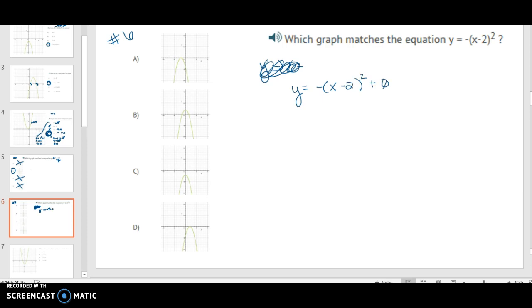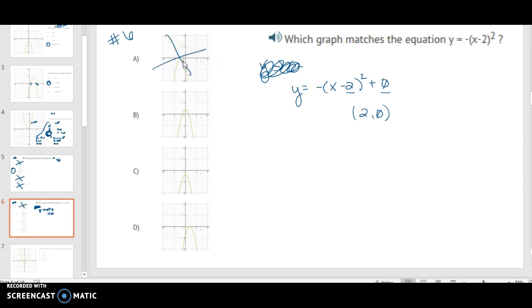So the strength of this one is vertex. If it's in vertex form, my strength is my vertex. And it's 2, 0. So I can go through and figure out which one of these has a vertex of 2, 0. A, that's negative 2, 0.